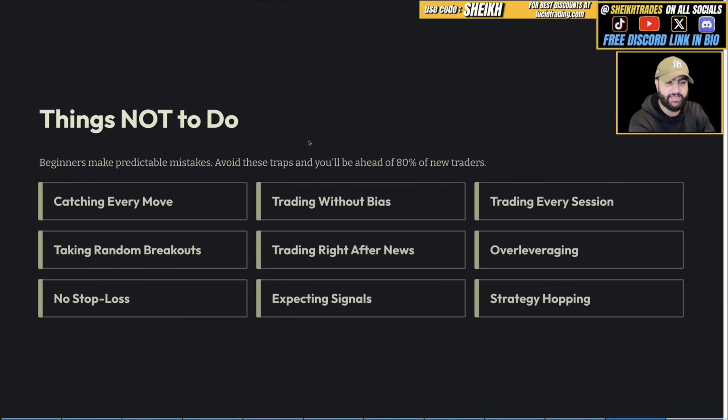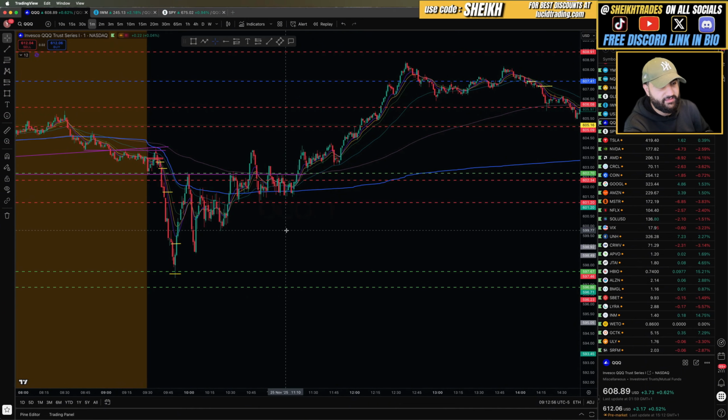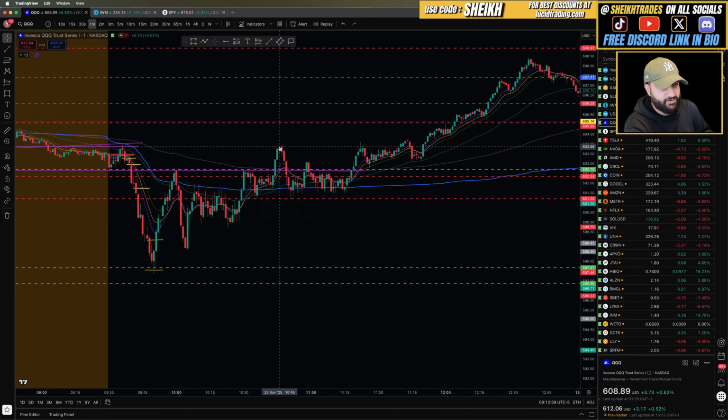Taking random breakouts. If you do not understand what breakouts are, I'll explain them in the coming episodes, but taking random breakouts is something where they learn that if the market goes here, they're like, oh okay, it already broke this level, so we're making a higher price level in general, so I'm going to go long. And then, bam, you've lost money.